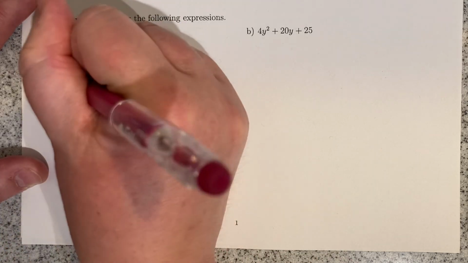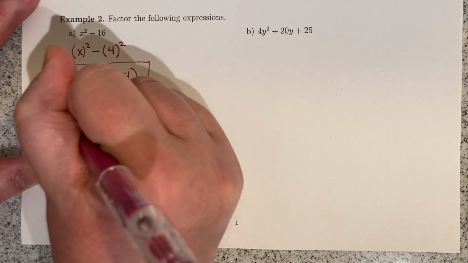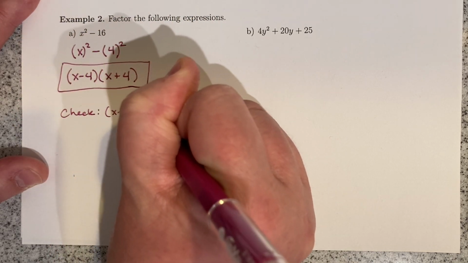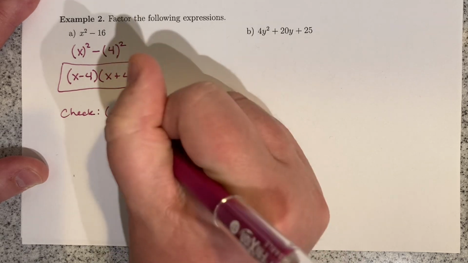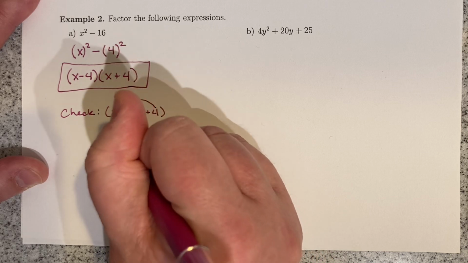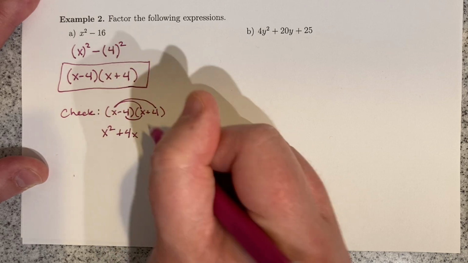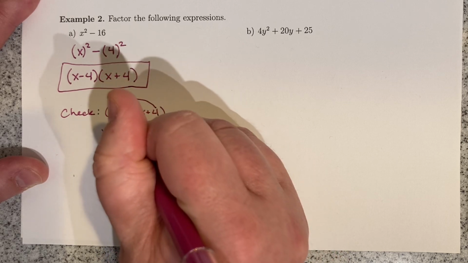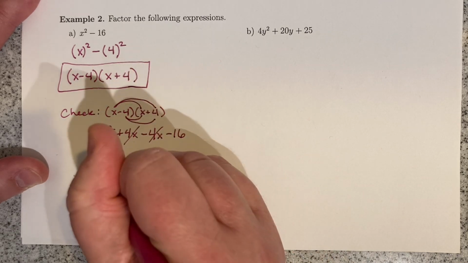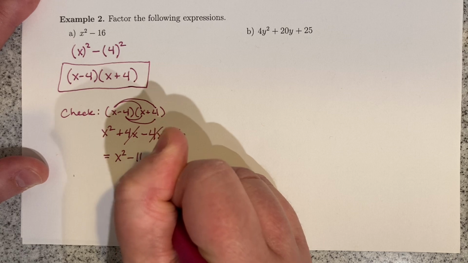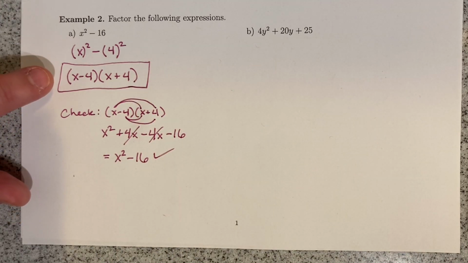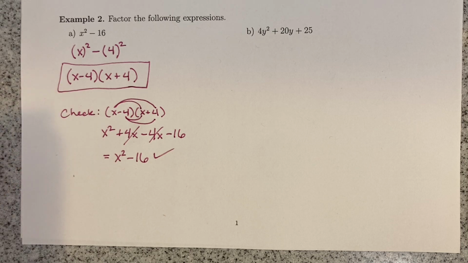A good way to check, so this is my answer, but let's check it. Of course, the way to check it is to do FOIL. So x times x is x squared. Then I get x times positive 4 is plus 4x. Negative 4 times x is minus 4x. Negative 4 times positive 4 is minus 16. The middle goes away, so I do in fact get x squared minus 16. So the great thing about factoring problems is that you can always check your answer by doing FOIL.